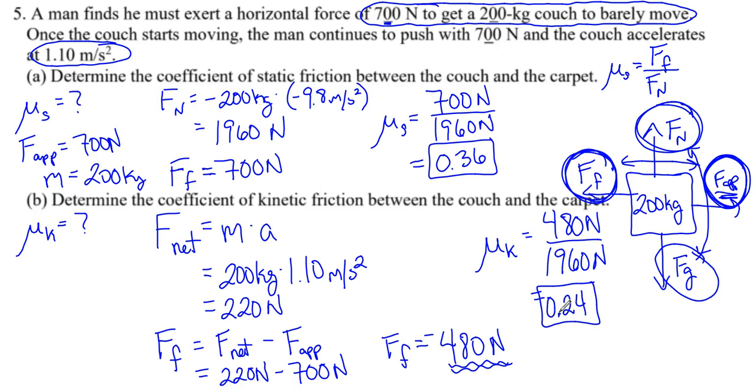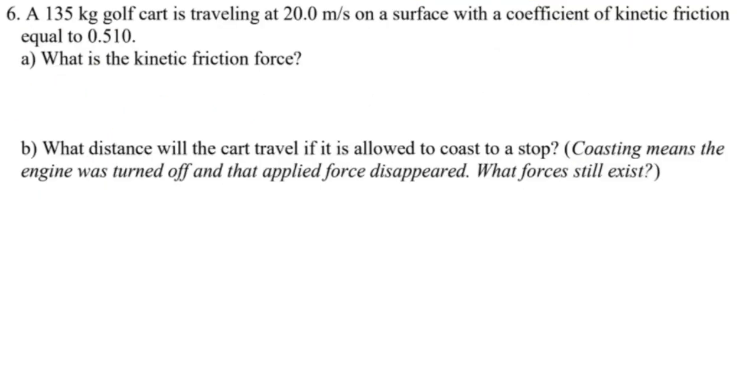All right, moving on to number 6. We now have a 135 kilogram golf cart that's traveling at 20 meters per second. Okay, so it's got a constant velocity, 20 meters per second, on a surface with a coefficient of kinetic friction equal to 0.510. It says, what is the kinetic friction force?